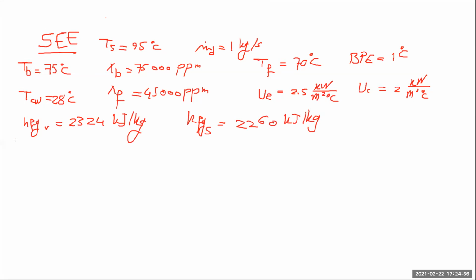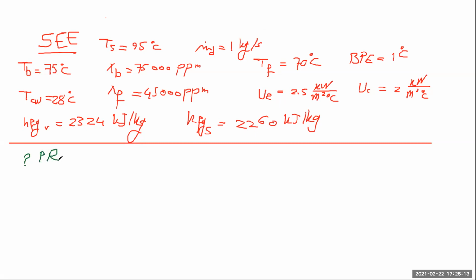So this is the given information. And what we need to calculate basically is the PR, the performance ratio. I will jump on the Q and just ask for the area of the evaporator, the area of the condenser, and m dot cooling water. This is typically what would be asked for such kind of problems.